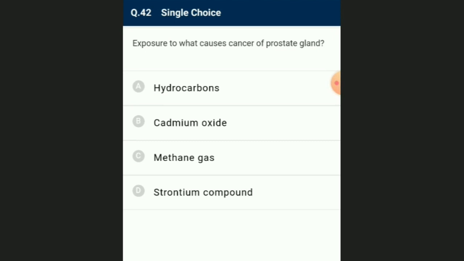Question number 42. Exposure to what causes cancer of the prostate gland? Prostate cancer refers to the cancerous growth in the prostate gland. The prostate gland is present in the male reproductive system, which surrounds the urethra just below the urinary bladder. Prostate cancers are generally slow growing. It is a malignant cancer which may spread to other areas of the body, particularly the bones and lymph nodes. So the answer for this question is option B, cadmium oxide. Due to the exposure to cadmium oxide, prostate cancer takes place.